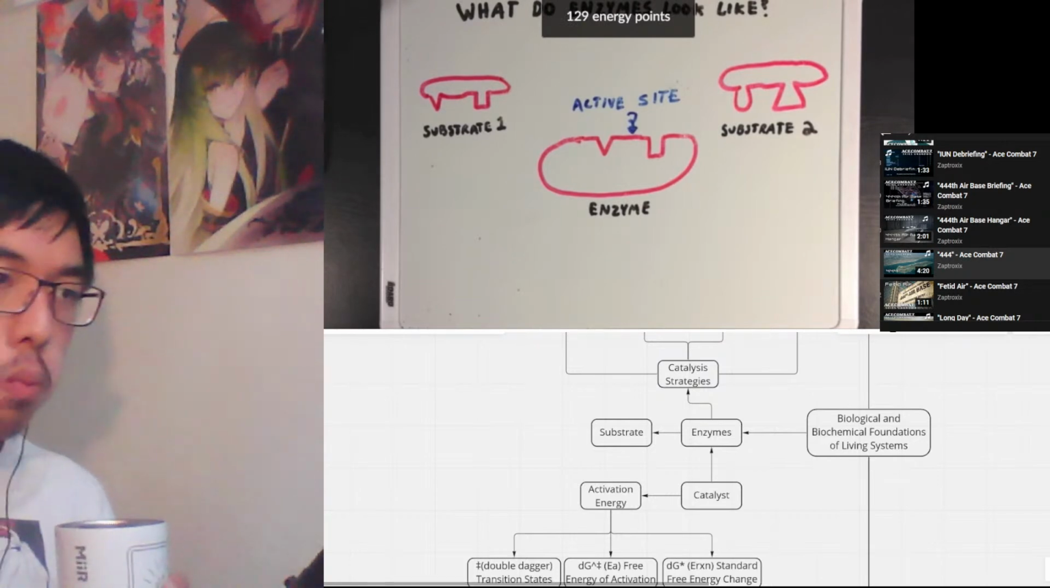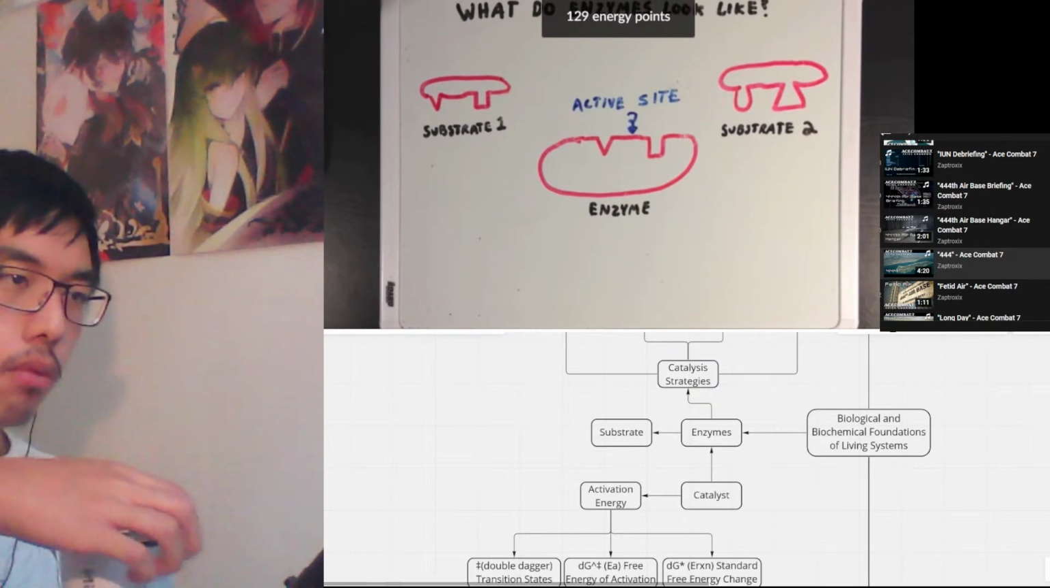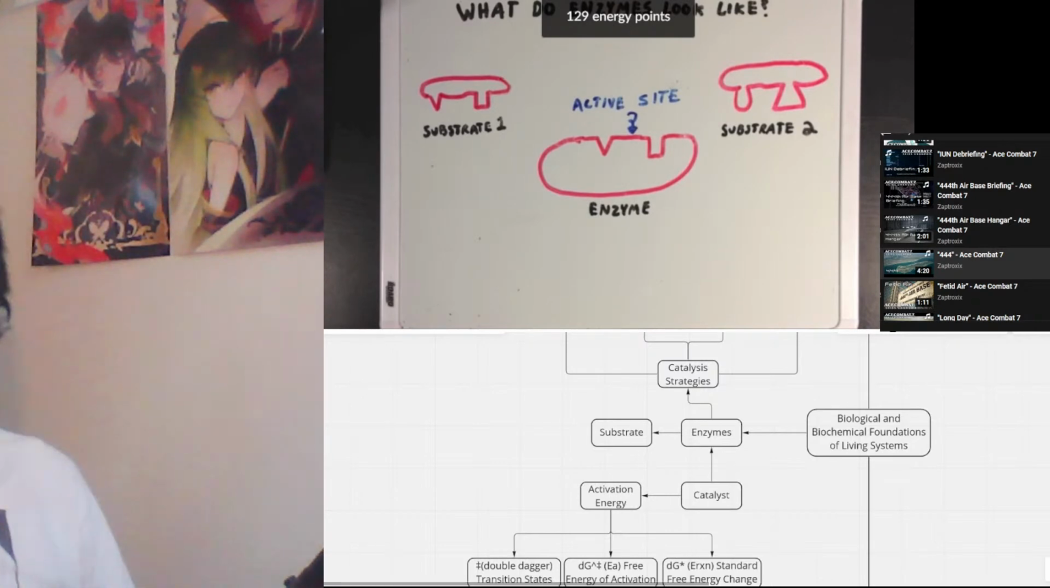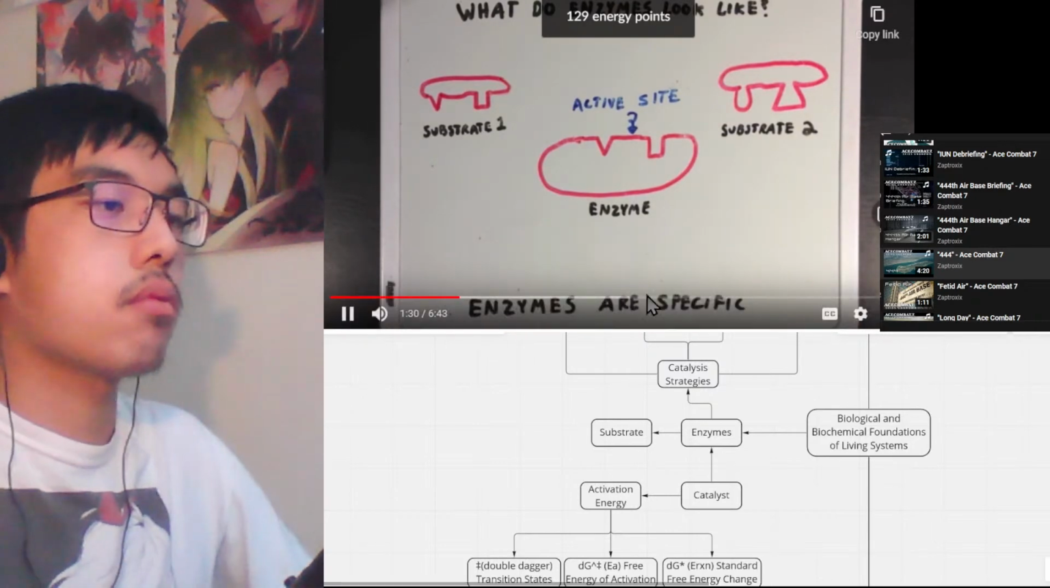So here, the two substrates I've drawn, the enzyme will only be able to bind to substrate 1, since they fit together like puzzle pieces, whereas the shape of substrate 2 isn't going to fit nicely in the enzyme's active site. Now, since enzymes have unique active sites, we say that enzymes are specific to certain substrates.